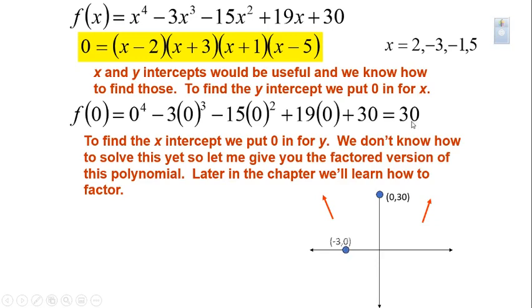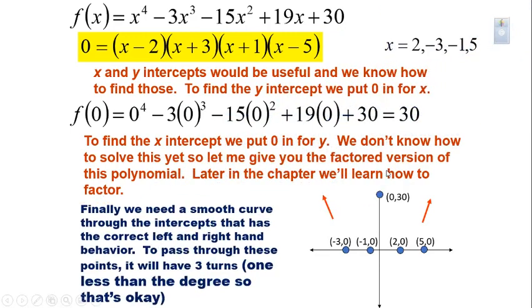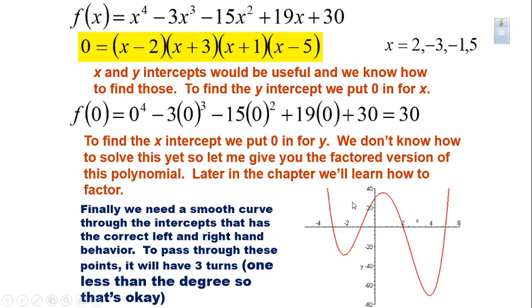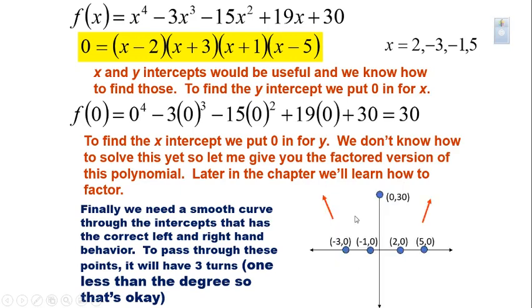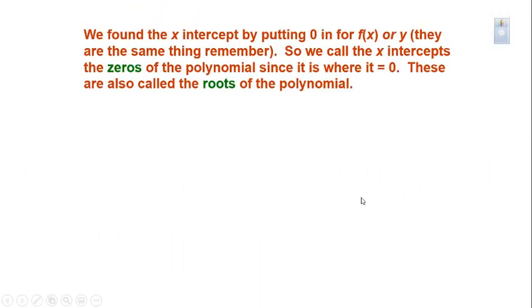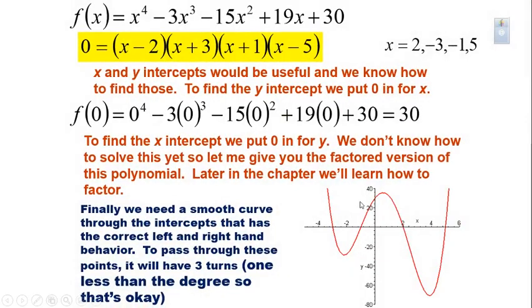We can then plot those points on the graph. And once we plot those points, we can try to draw a smooth curve through those points, and we get something that looks like this. Not quite, it goes through -3, -1, 2, and 5, and across the y-axis at 30. So that's the general graph there.